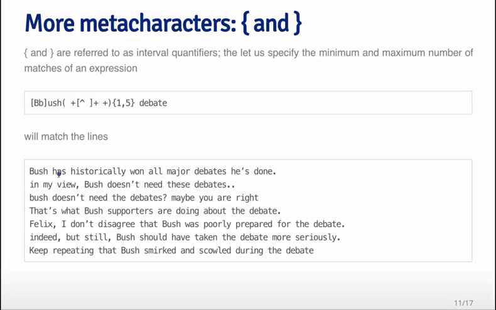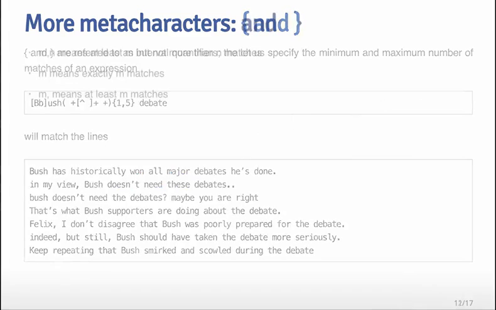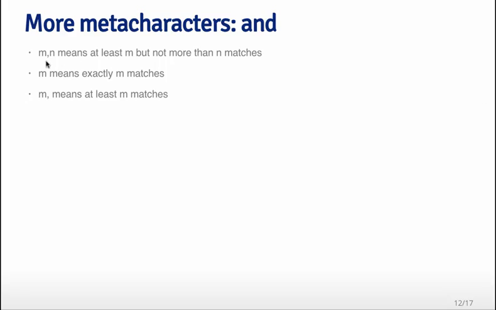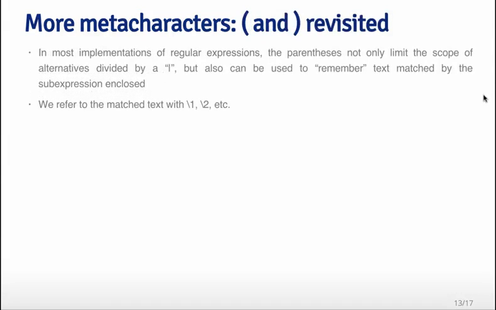So that will match all of these because in this case there are 5 words that occur between Bush and debates. In this case there are 3 words that occur between Bush and debates, and so forth. So as long as there's between 1 and 5 word-like objects between the two, we'll discover it with this regular expression. If you use m comma n within the curly bracket, that means at least m times, but not more than n matches. If you only use one number, m, it means exactly that many matches. If you use m comma, that means at least m matches to that regular expression.